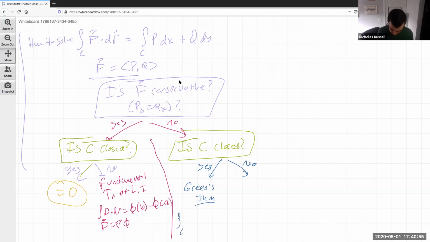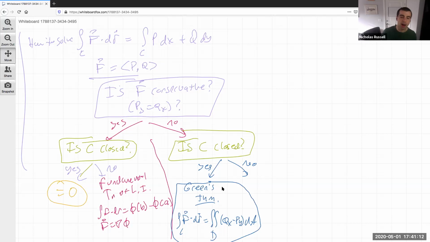And again, this means that the integral over C of F dot dr will just be equal to the double integral of Qx minus Py. Okay, so this is what that says. I have Green's theorem here, which I can evaluate if I have a closed curve. If I have a closed curve, I know this is going to be just Qx minus Py, and I evaluate it over my area domain.